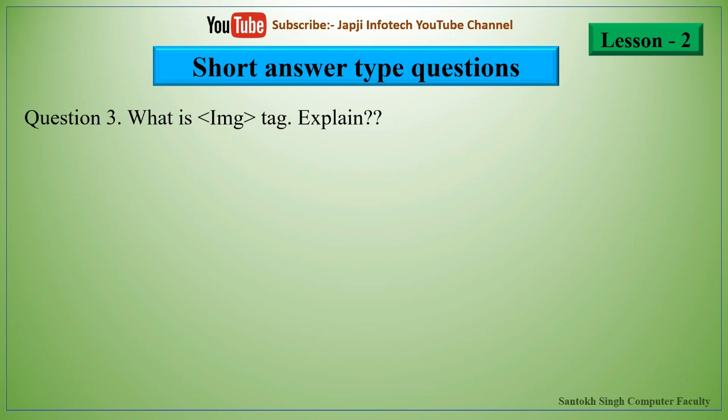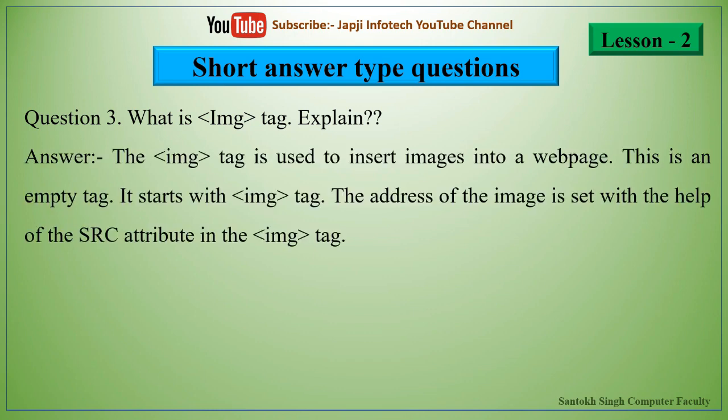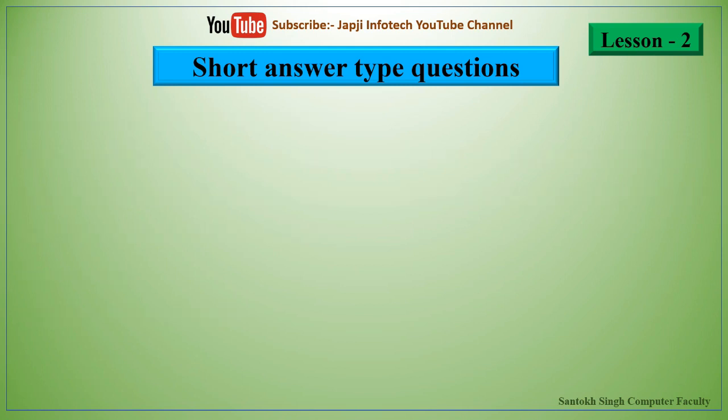Third one is, what is image tag? Explain. So the image tag is used to insert images into a web page. This is an empty tag. It starts with IMG tag. The address of the image is set with the help of the SRC attribute in the image tag. So for example, left angle bracket image space SRC equal to, in double quotes write the path of the image, and then right angle bracket close.